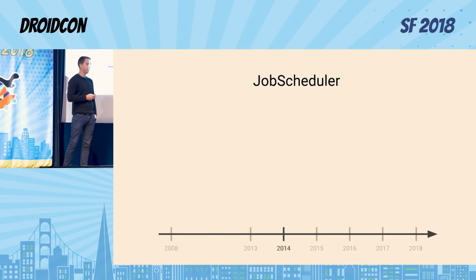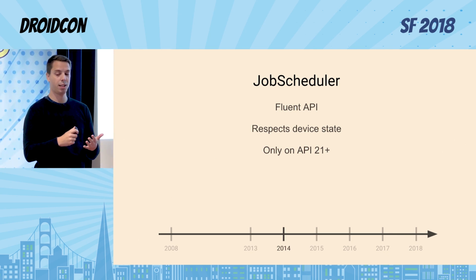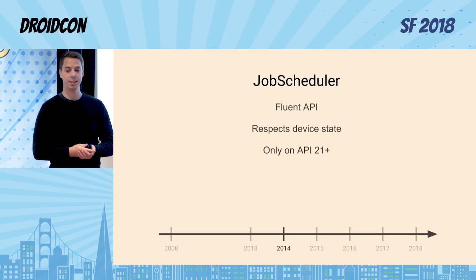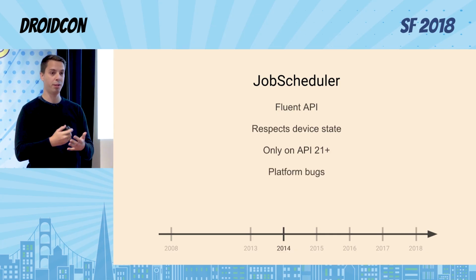Then in 2014, Android Lollipop was released, and we had a new API, JobScheduler. And JobScheduler is great. It provides a fluent API for your background jobs. It respects the device state. So you can say something like, hey, run this job only while the device is charging. The problem, of course, is it's a platform API. That means it's only available on 21 and above. And back then, you couldn't target Android Lollipop as a main SDK version. And then additionally, there are a couple of platform bugs you also have to be aware of.